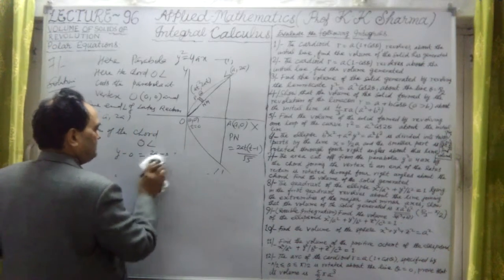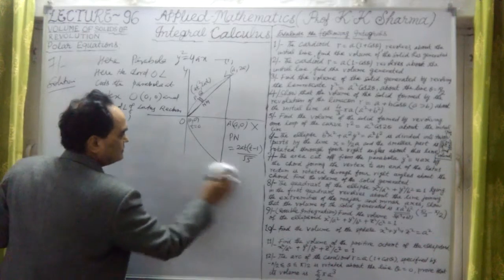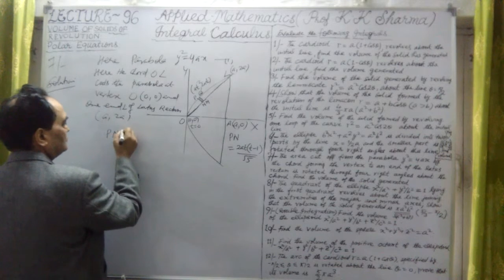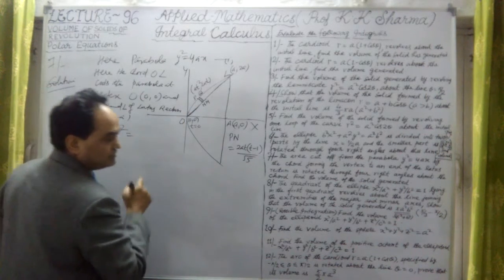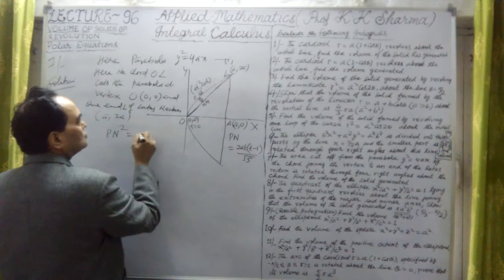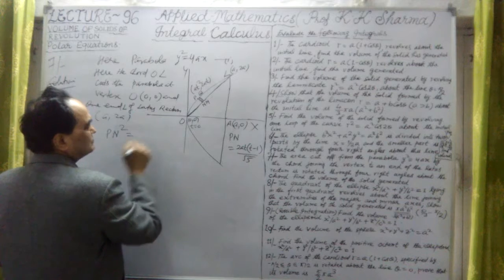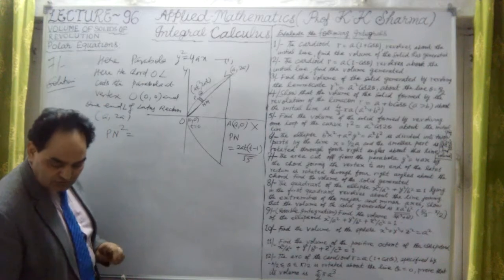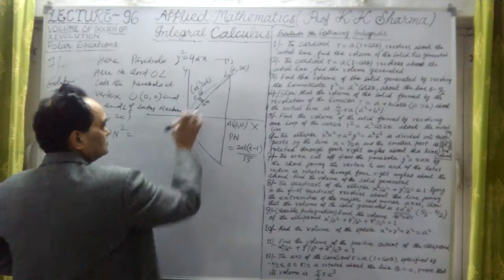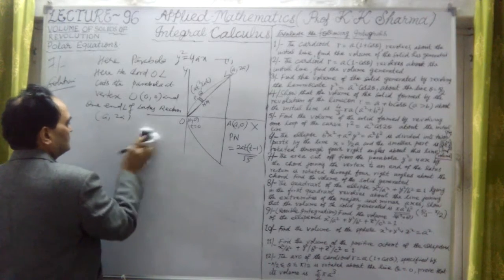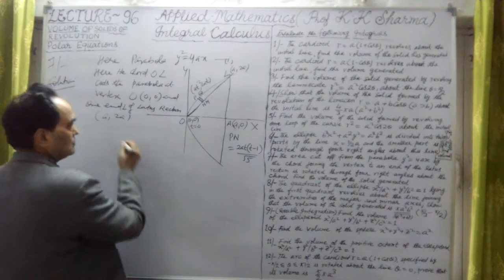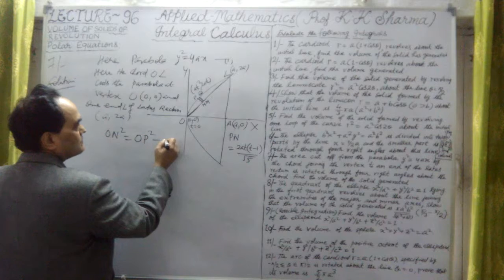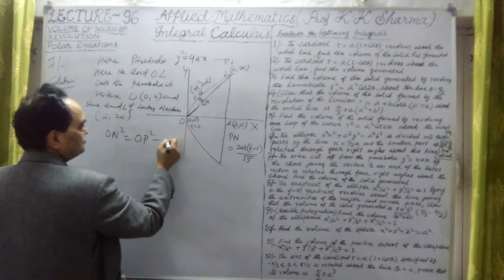But what is the PN here? We know that PN square we have to find out, or we find out ON square. ON square is OP square minus PN square, that we can write. We have to find out ON square because this length is to be calculated. So ON square equals OP square minus PN square.